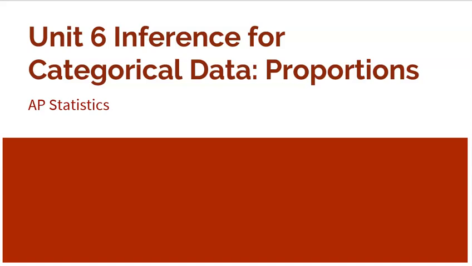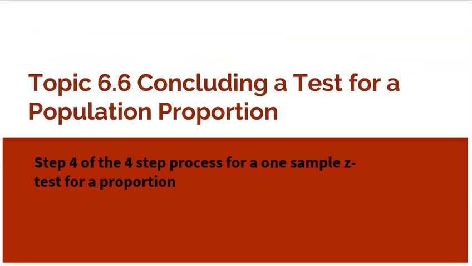All right, welcome to Unit 6, Inference for Categorical Data on Proportions. This video is topic 6.6, concluding a test for a population proportion. So this has been kind of a long process, but we're finally on step 4 of the 4-step process for a one-sample z-test for a proportion.